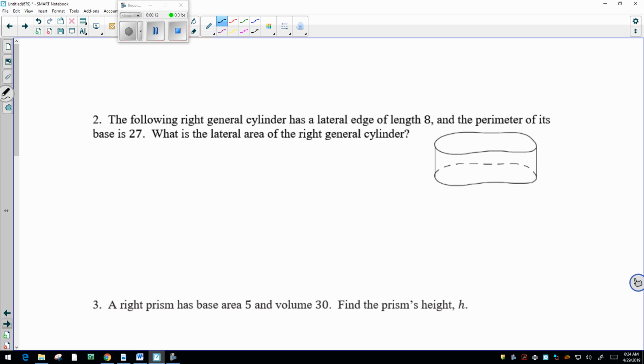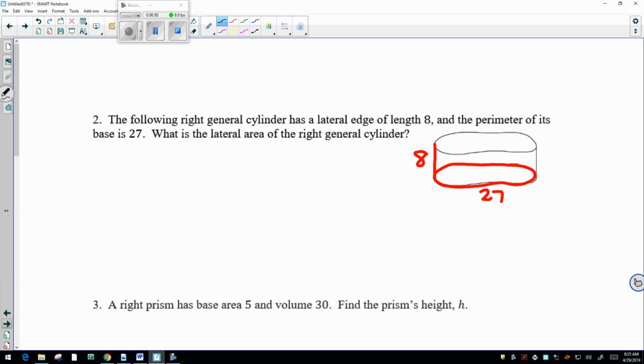Okay. So taking a look at something, trying to maybe throw some numbers, formulas together. It says the following is a right general cylinder. Notice it's a general cylinder because it's not a circle, it's not a polygon, it's just some sort of a curved object. It has a lateral edge length of 8, so that's connecting base to base. So I know that that's a length of 8. It says the perimeter of the base is 27, meaning it's going all the way around here, all the way back and around, and that's 27. And it says, what's the lateral area of the right general cylinder?